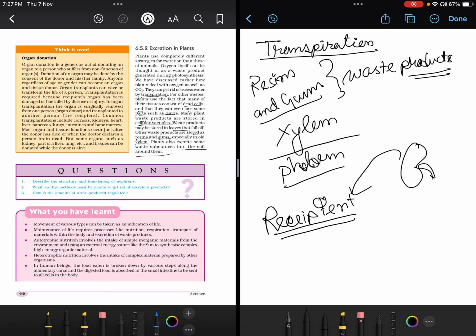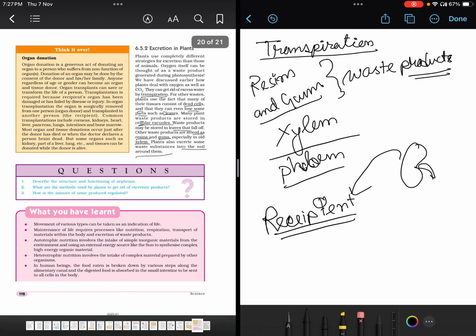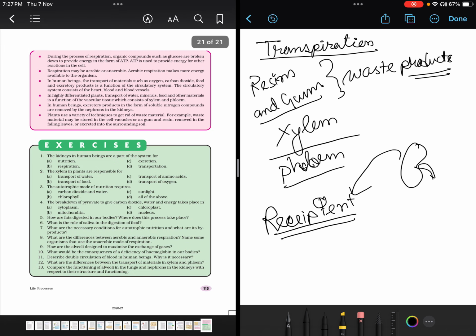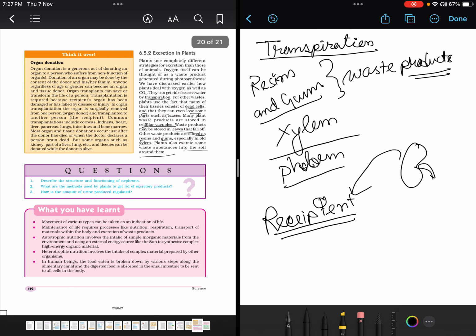You have to remember these common transplantations. Most organ and tissue donations occur just after the donor has died or when the doctor declares a person brain dead. But in some cases, like part of the liver, kidney, lung, etc., tissues can be donated while the donor is still alive. So you have to remember, organ donation is a very important topic nowadays, and you have to go through this chapter.